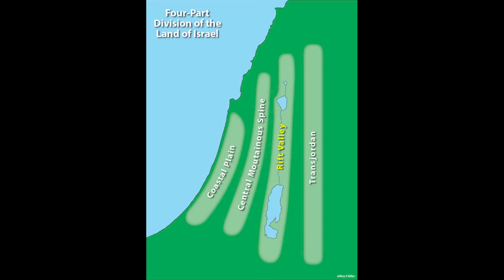And then as we move to the east, things descend from the heights of the mountains down to the Rift Valley, which contains the lowest point on the face of the earth. The Rift Valley extends all the way from Turkey down to Africa, Mozambique, Africa. And the portion that's in Israel is called the Jordan Valley. And so that area is very hot.